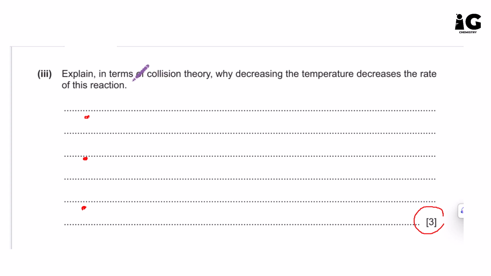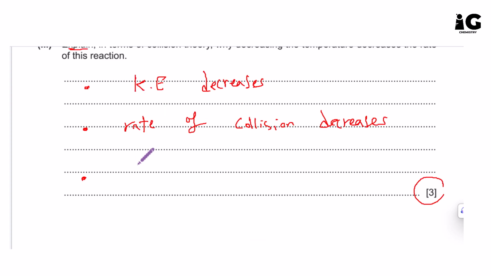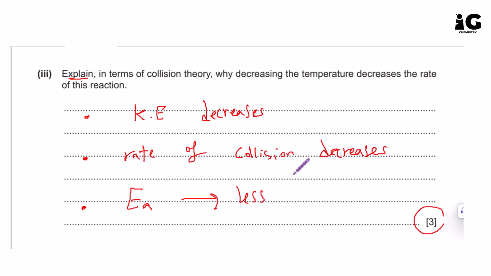So for this question, here it says explain. Decreasing temperature decreases the rate, so we need to talk about what happens by decreasing temperature. It affects, of course, the kinetic energy. By decreasing temperature, the kinetic energy of particles decreases. And also, according to this, the rate of collision of particles decreases. Particles which have energy equal to or greater than the activation energy will also be fewer. So the reaction rate decreases by decreasing the temperature.